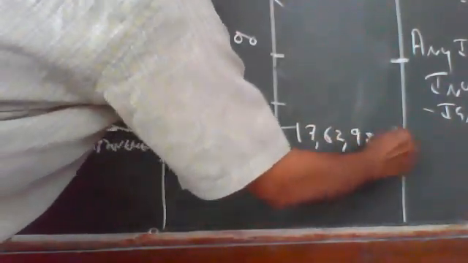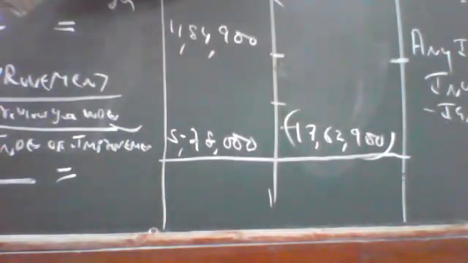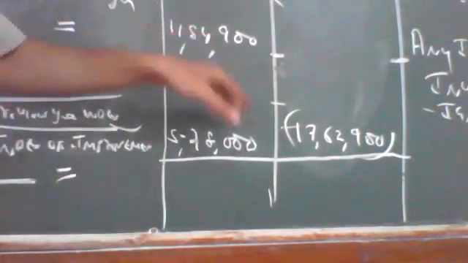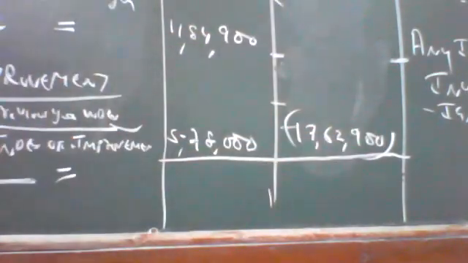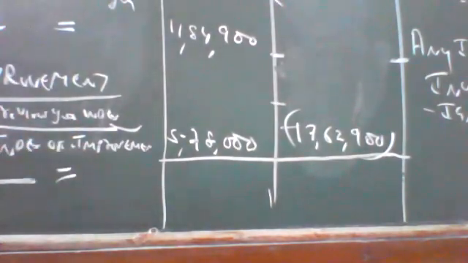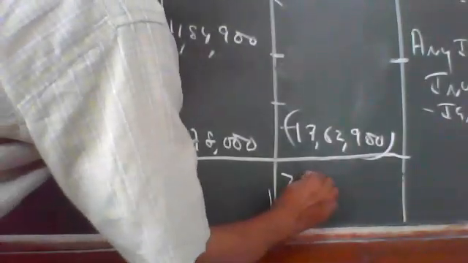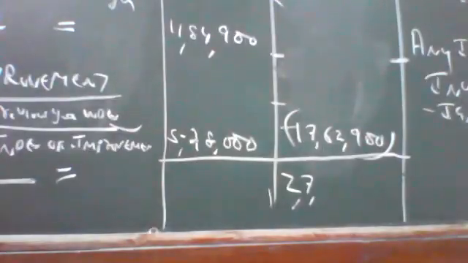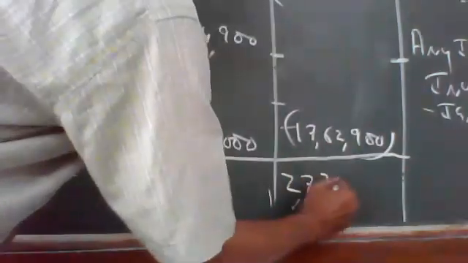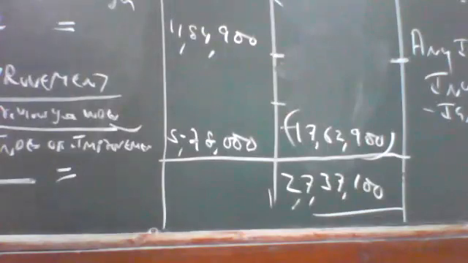So you subtract this value from the net sales consideration, 45,00,000 minus 17,62,900. You will get long-term capital gain as 27,37,100. This is the income from long-term capital gain. Okay, understood? Again, repeating that.